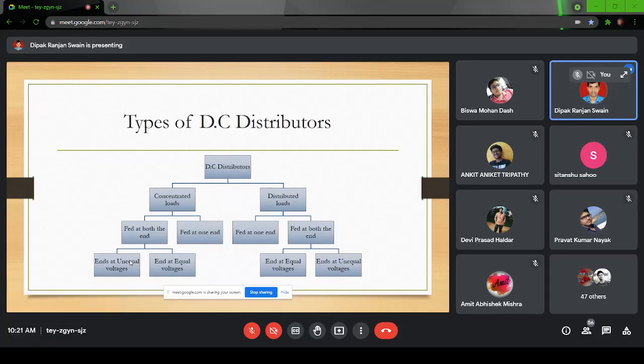Then we have distributed loads. Distributed load means that along the whole path, they are going to draw the current. Concentrated loads can be shown as a single tapping. Distributed loads are generally mentioned like 1 ampere per meter or 5 ampere per meter. So as the distance increases, the load is going to increase automatically.